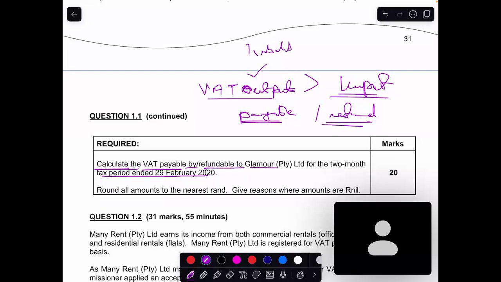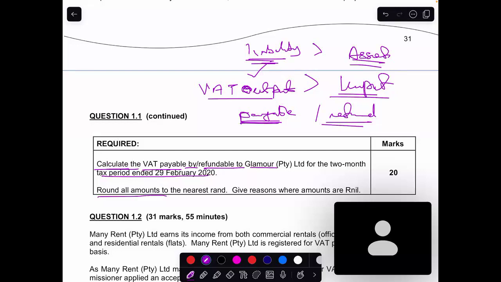So I always say VAT output is a liability. We collect it on behalf of SARS. Then input is an asset which we claim from SARS. Therefore, if the liability is greater than the asset, we have a payable. But if the asset is greater than the liability, we have a refundable. That's what they want here.